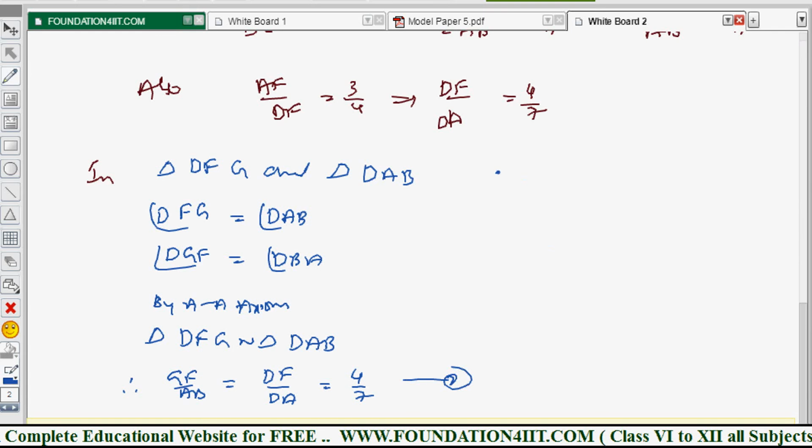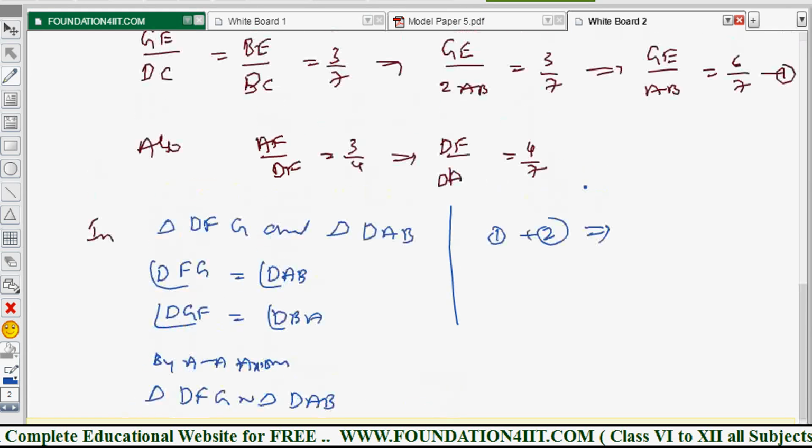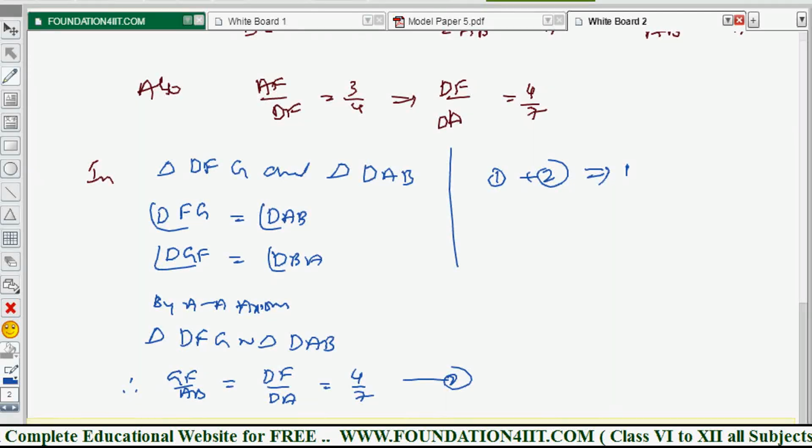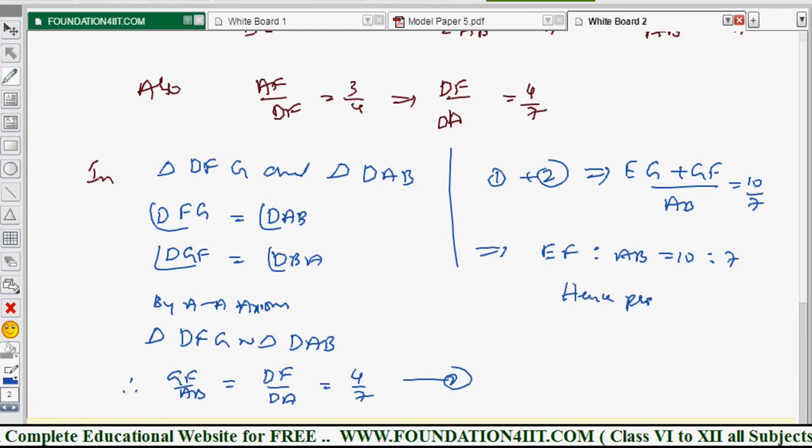Now from 1 and 2, I am adding the two equations. The first one is EG by AB, and by adding both we get EG plus GF by AB, because the denominator is the same, that is 10 by 7. So from this, EF is to AB is equal to 10 is to 7, because EG plus GF is EF. Hence proved.